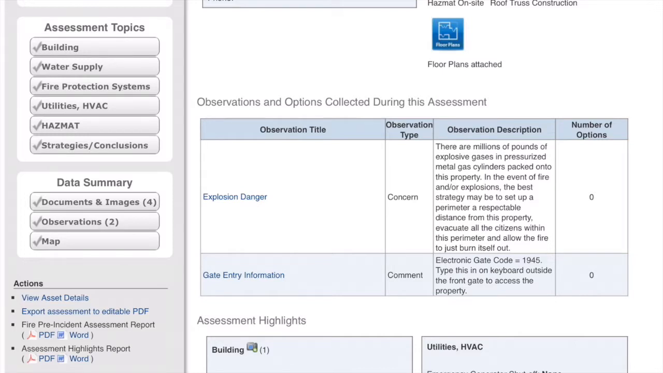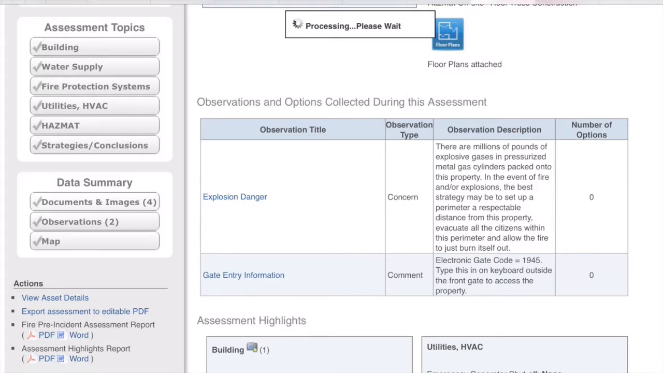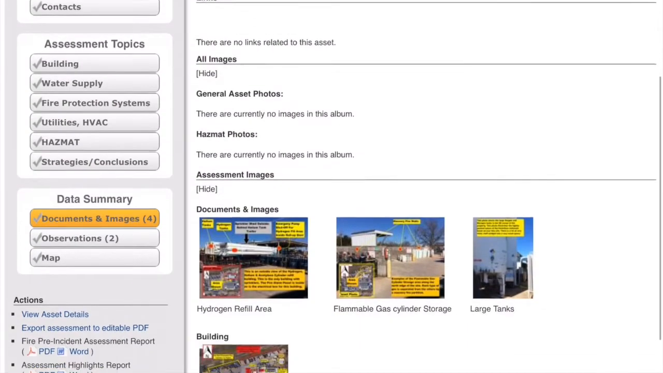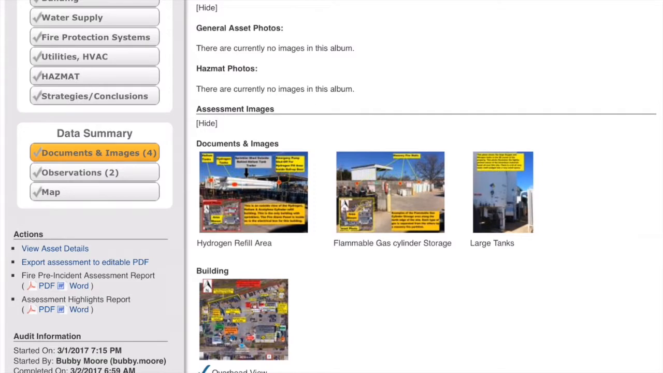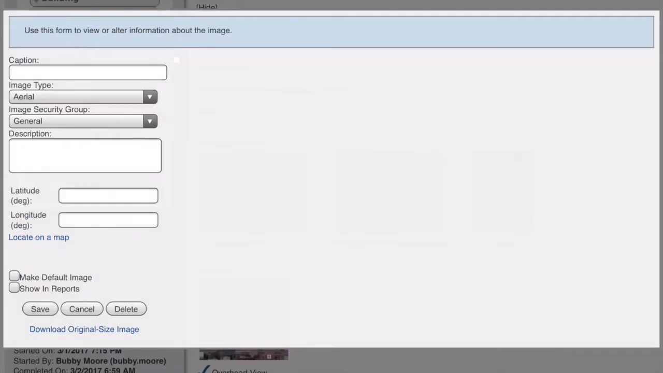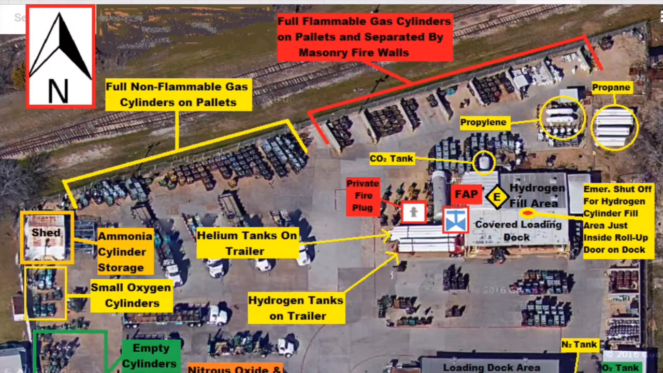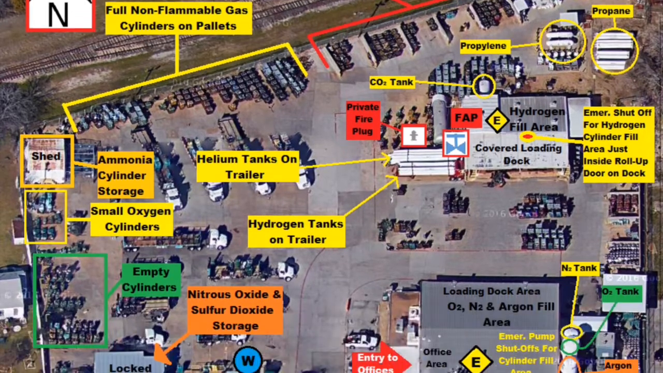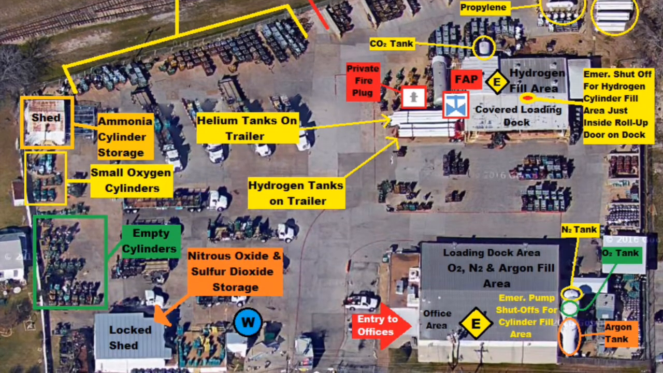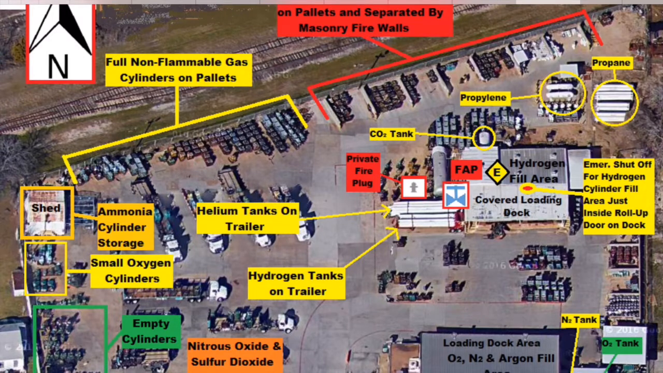I want to do, again, like we did last time, go over here to Documents and Images and see what sort of images we may have available to us for this particular location. And it looks like there's several good ones that have been marked up with information. Let's look at the default one again. So we're going to click on that, click on Download Original Size Image, and here we have a complete lay of the land that somebody has developed for us. And let's do one more.